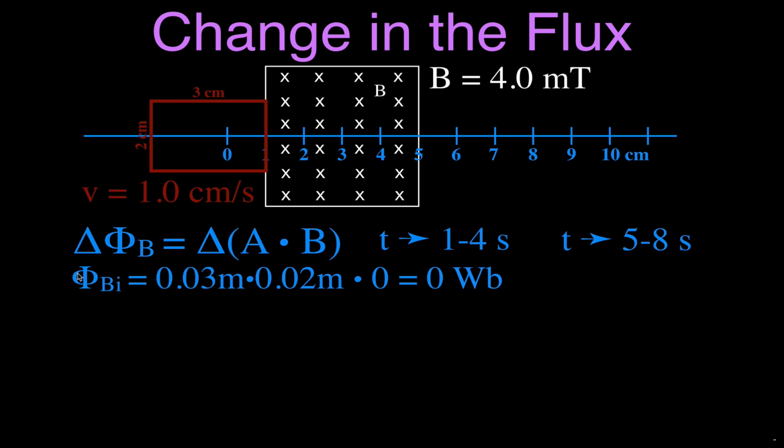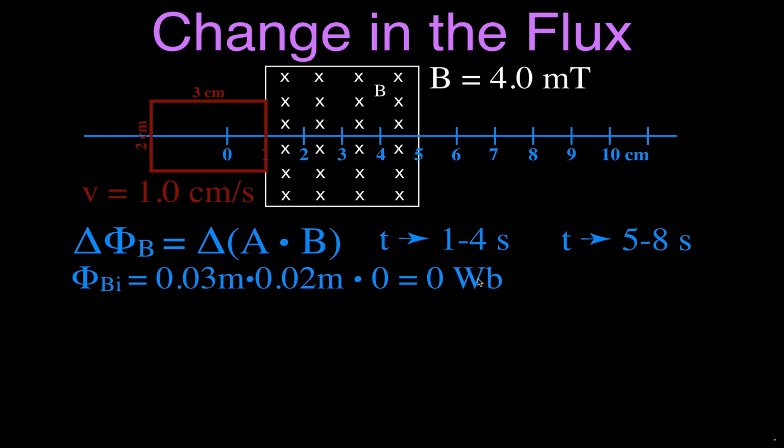So at 1 second, when it starts, the initial condition is that there's no magnetic flux. So I wrote down here that the initial magnetic flux is the area, which is in centimeters and needs to be converted to meters, 0.03 meters times 0.02 meters times the magnetic field strength. When it starts, there's no magnetic field, so this is 0. That means the flux is 0 Webers. The unit for magnetic flux is Webers.